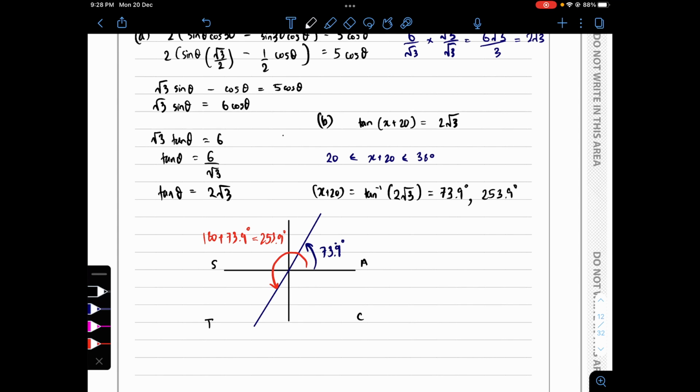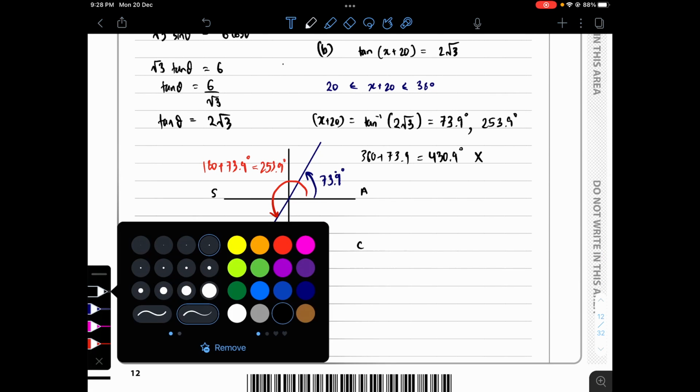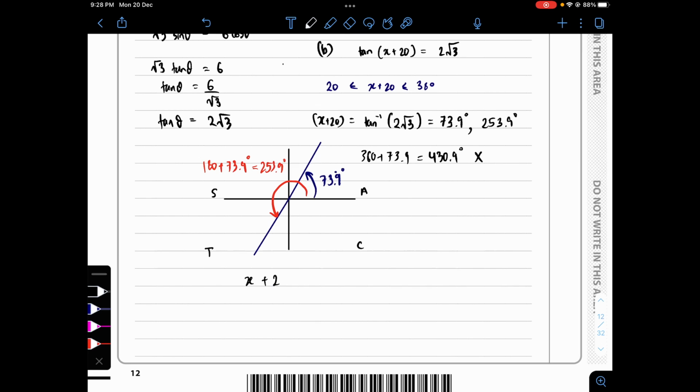So our range goes up to 380. Does it come back? I don't think so, because of 360. So we'll just check: 360 plus 73.9 is 433.9, and that's greater than our range, so we ignore that. So our answers will be: x plus 20 equals 73.9 degrees, 253.9 degrees. So x equals, take away 20, so that's 53.9 and that's 233.9. So our final answers are these.